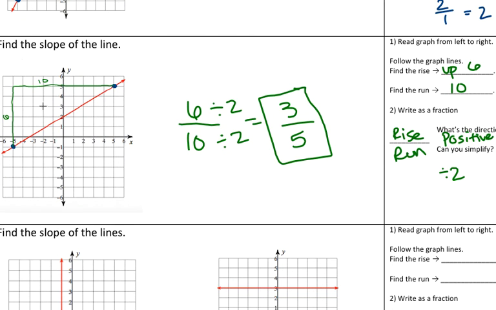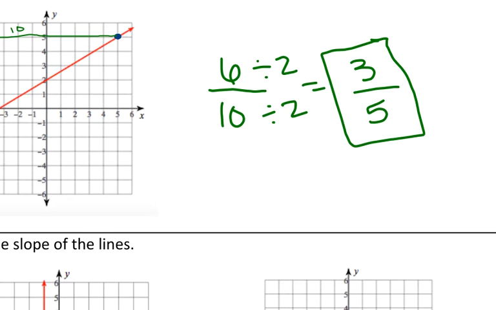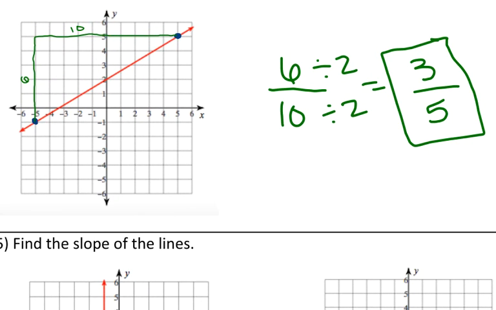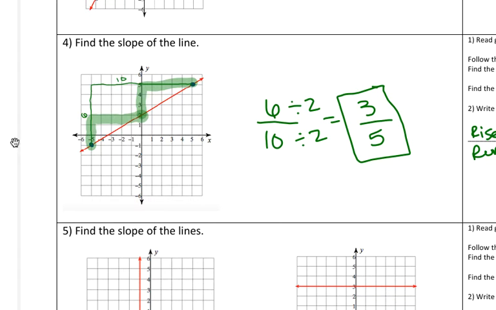Now what that means is on this graph, instead of going up 6 over 10, I could have, and I'm going to use my highlighter to show this, just gone up 3, up 1, 2, 3, and then over 1, 2, 3, 4, 5. There was another point. Up 3 over 5. But we get the same answer no matter what. So as long as you find 2 points on the graph, we should be good to go.